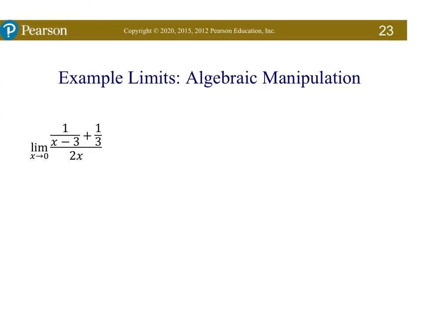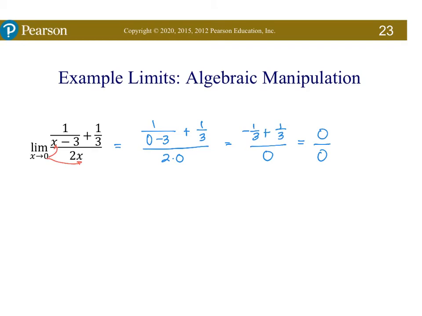Let's try another one. I'm going to try substitution first. My 0 is going to go in for my x values. That will give me, and I don't need limit when I'm doing substitution, 0 minus 3 plus 1/3 over 2 times 0. That's negative 1/3 plus positive 1/3 over 0, 0 over 0. So another indeterminate form.